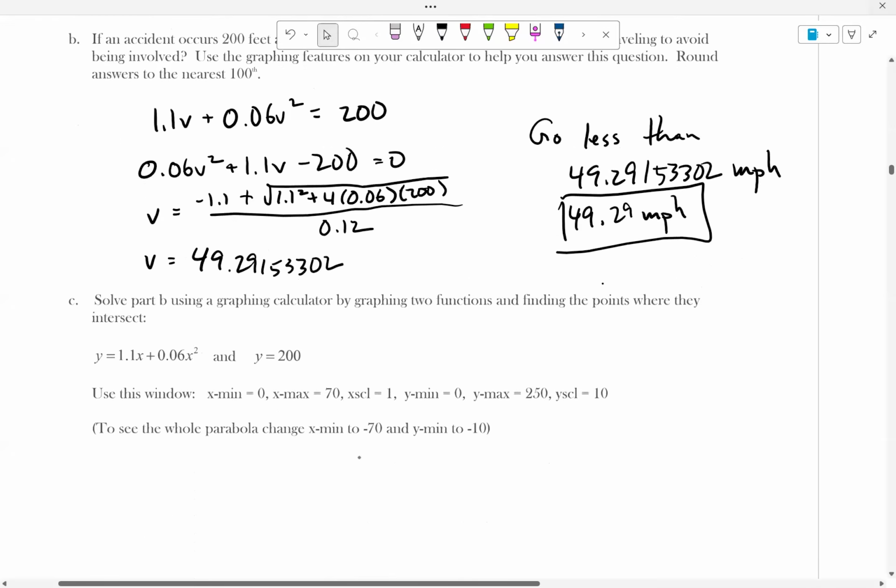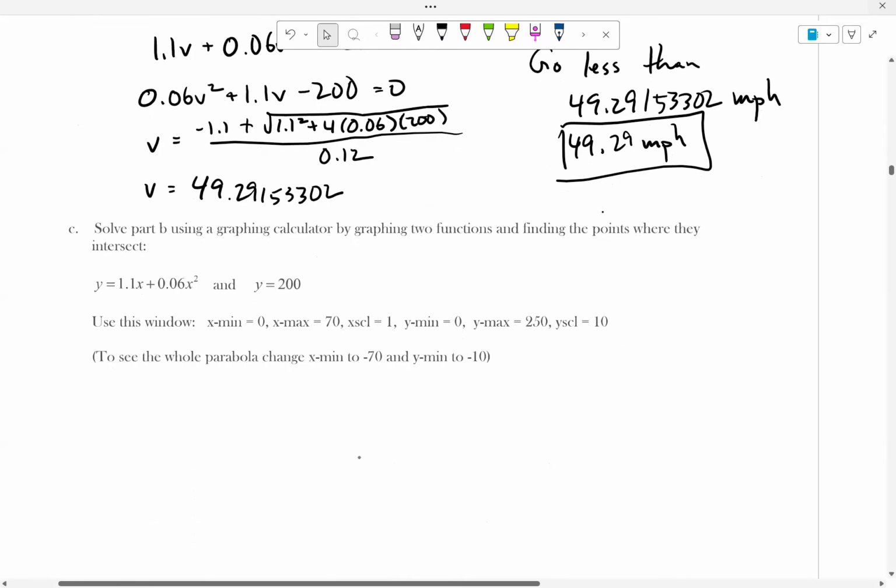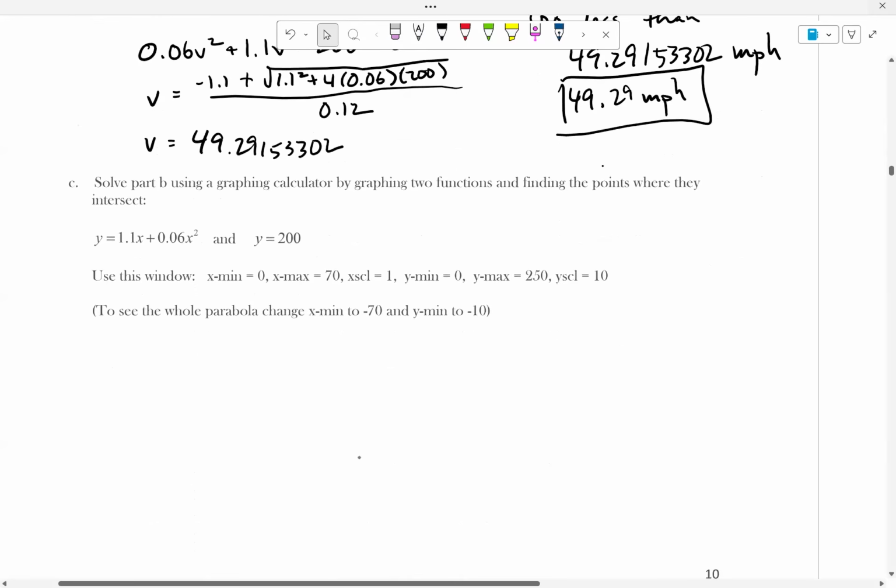Okay. So we're going to do the same question, but we're going to use a different method of doing this. We're going to use a graphing calculator.